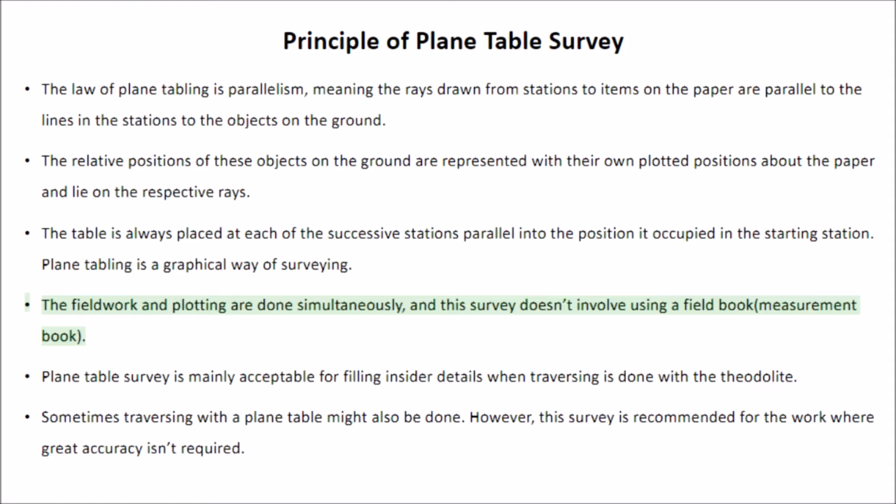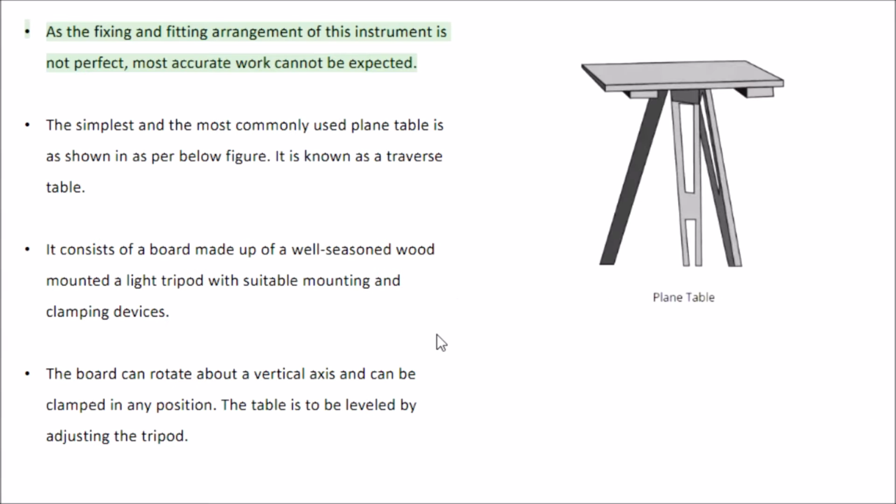The field work and plotting are done simultaneously, and the survey doesn't involve using a field book or measurement book. Plane table survey is mainly suitable for filling in site details when traversing is done with the theodolite. Sometimes traversing with a plane table might also be done. However, this survey is recommended for work where great accuracy isn't required. As the fixing and fitting arrangement of this instrument is not perfect, the most accurate work cannot be expected.